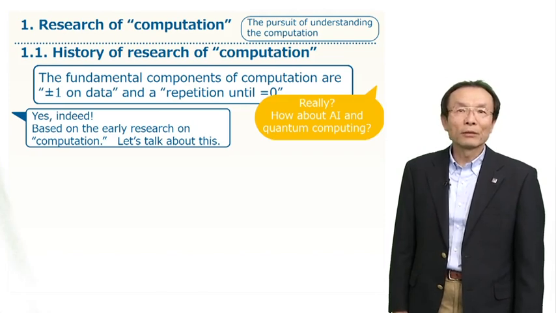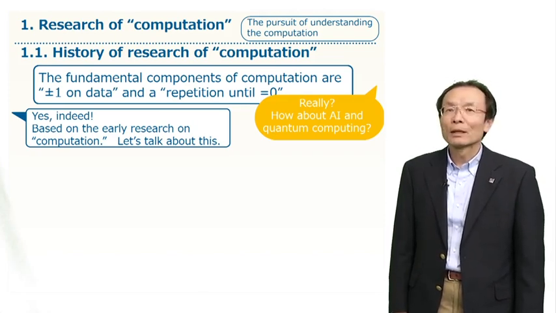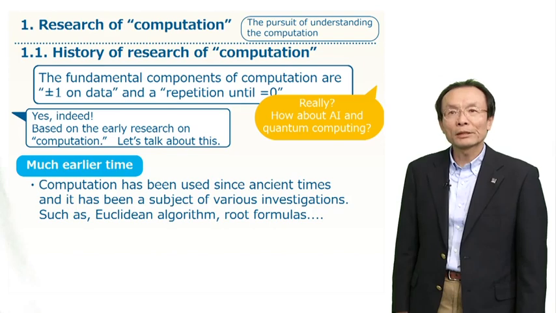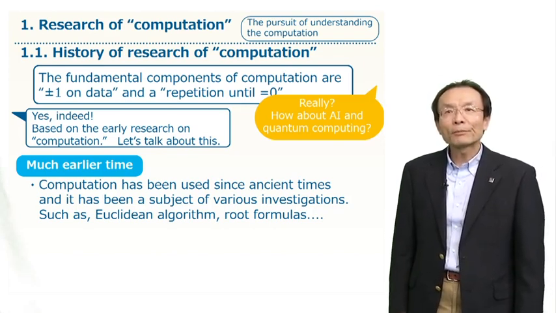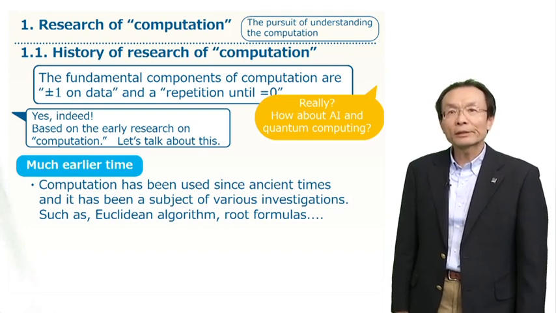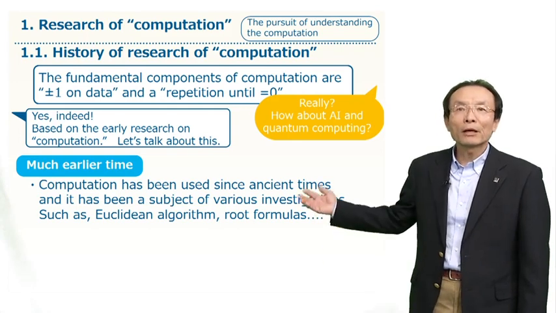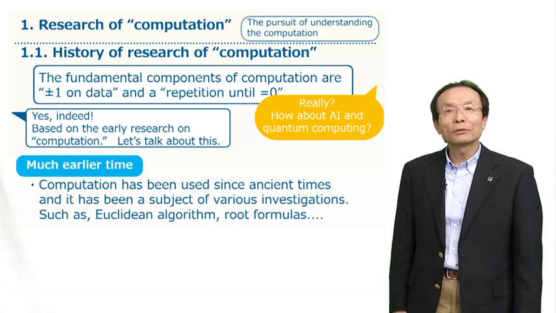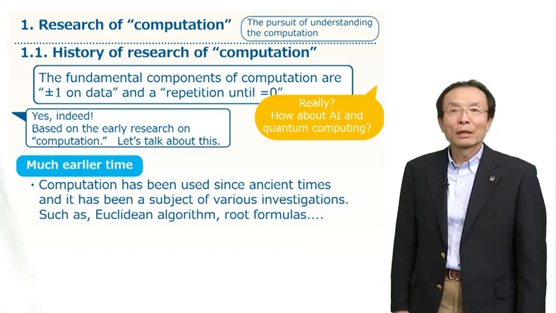Let's look at the history of this study. Of course, computation has been conducted from ancient times, and there has been a variety of studies concerning computations and calculations. For example, Euclid of ancient Greece proposed an algorithm for computing the greatest common divisor, which is known as the Euclidean algorithm. Or there have been computational studies concerning procedures such as how to solve quadratic equations through calculation.